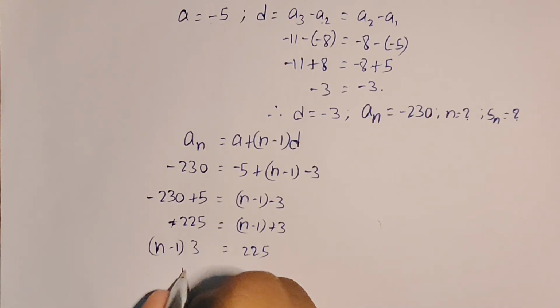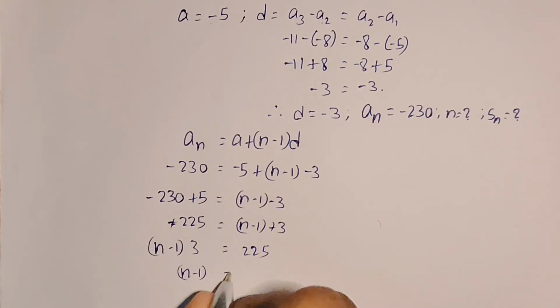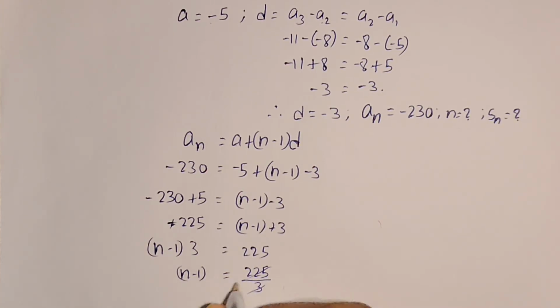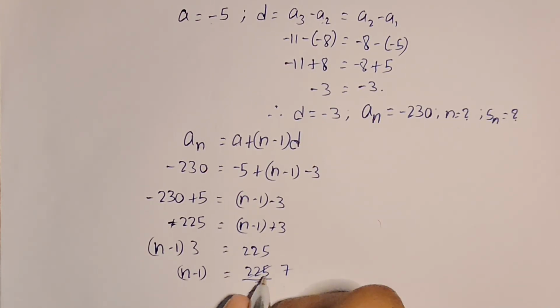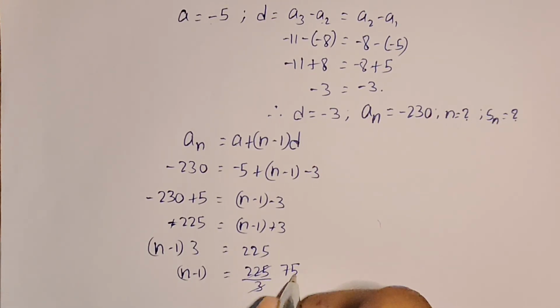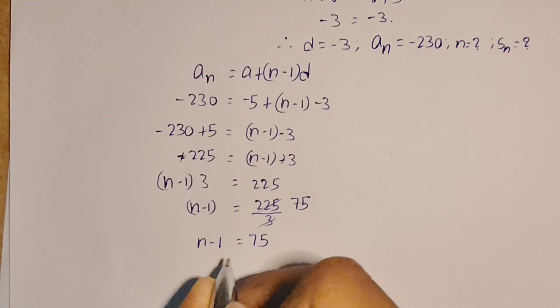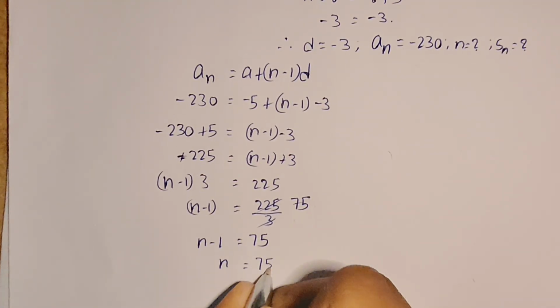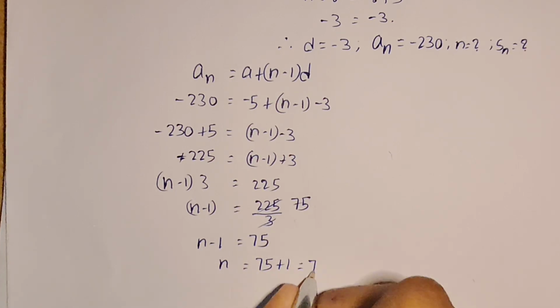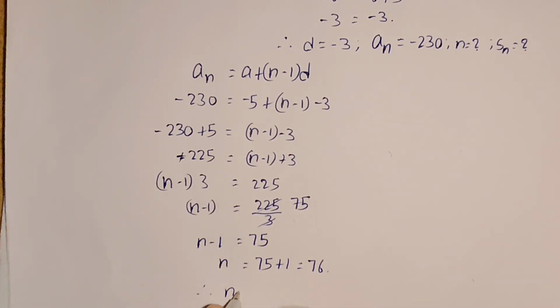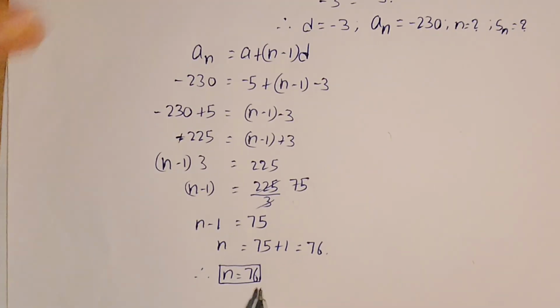Now I am going to transpose the value of 3 to the right side. It becomes divide 225 by 3. 3 sevens are 21, it remains 1, 1 after 5 is 15, 3 fives are 15. So n minus 1 is equal to 75. n is equal to 75 plus 1 is equal to 76. So therefore we got the value of n is equal to 76.